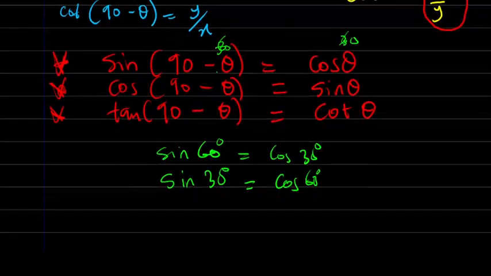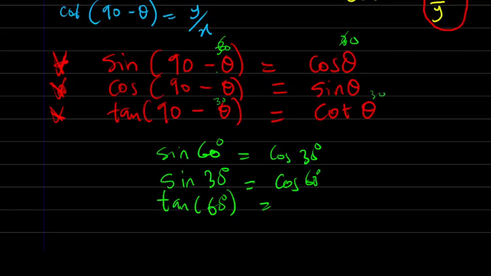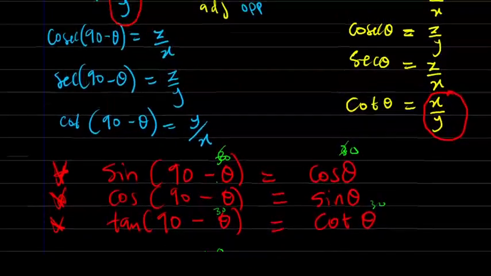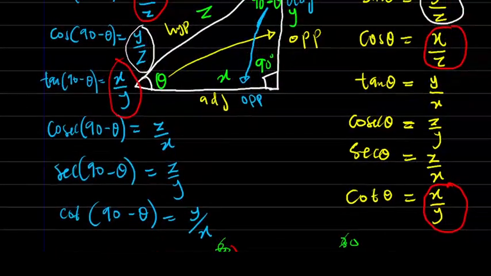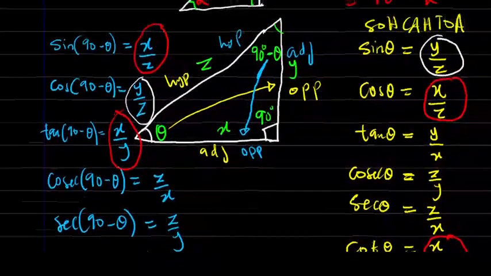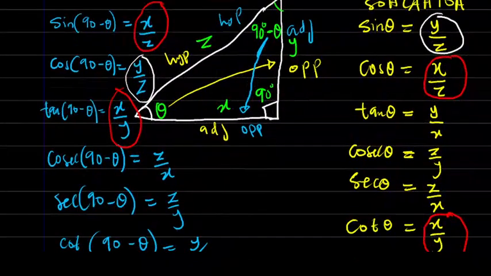And for tan as well, for tan 90 minus, let's put 30 here, tan 60 degree is the same thing as cot 30 degree. You can see now, without cramming, you've been able to know where all these are coming from.